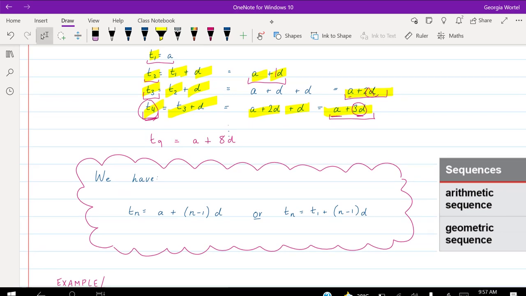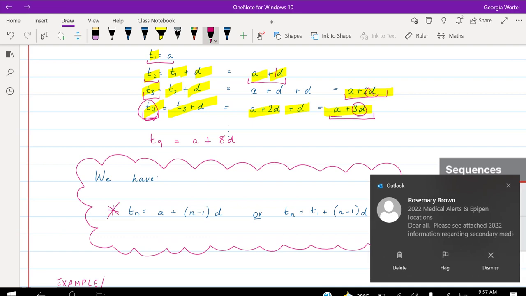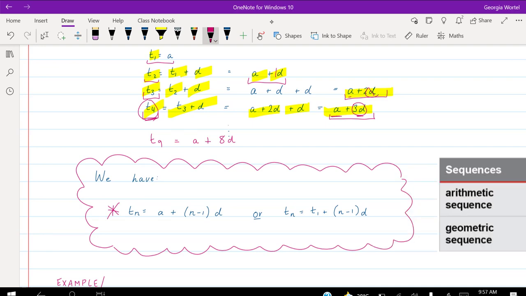However, I've written it nicely here for you. So at this point in the video, pause, copy down the rule that you see in front of you. Tn just denotes whatever term you're on, or whatever term you want to work out. You can work that out by taking the first term A and adding on n minus 1 lots of the common difference. So if you're on n, you want to add n minus 1 lots of the common difference.